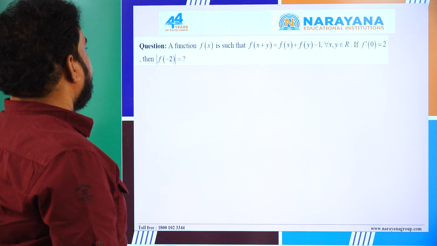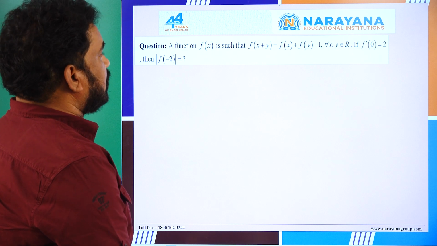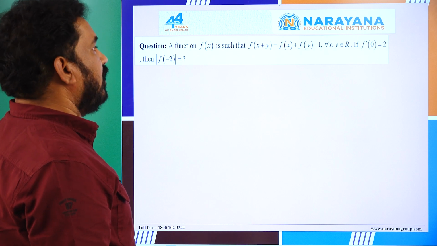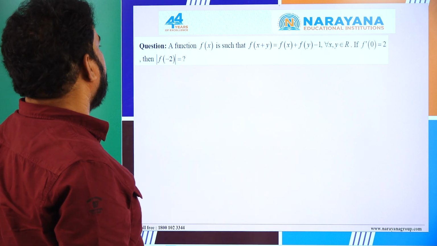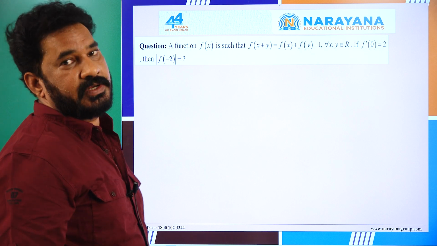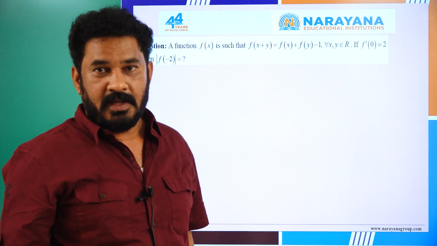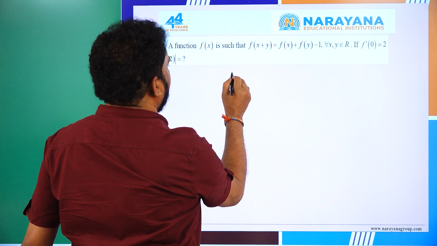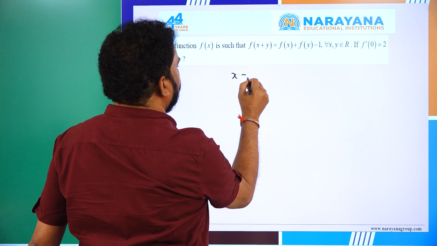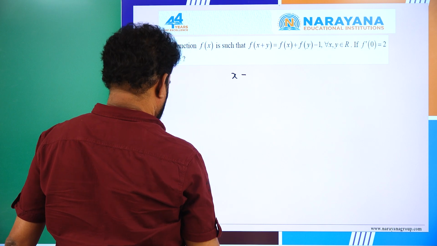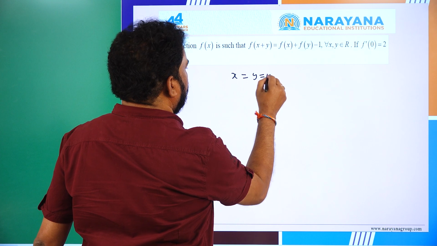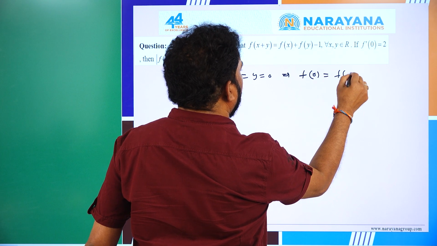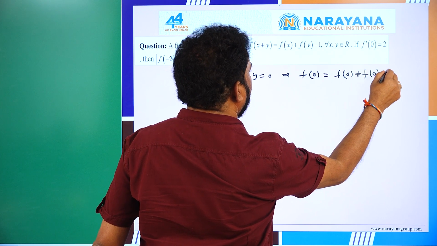Okay, understood? Next, a function f of x is such that f of x plus y equals f of x plus f of y minus 1. Again a functional equation is given and some data is given, f dash 0 is equal to, then mod of f of minus 2 dash. To get that value we need to find the f of x value. So this is the given functional equation. Suppose if you take x equals to y equals to 0, then what we will get? f of 0 is equal to f of 0 plus f of 0 minus 1.